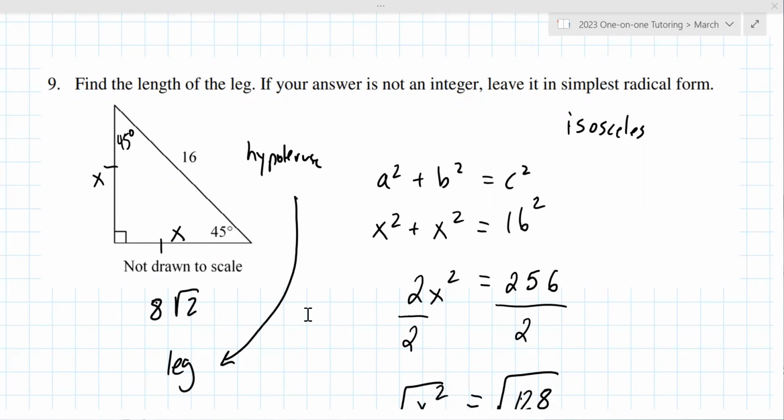Do you want to know the shortcut about how to go from the hypotenuse to the leg? Yes. Okay, all right. So here it is. You divide by the square root of 2. Yes, we're going to do that now.